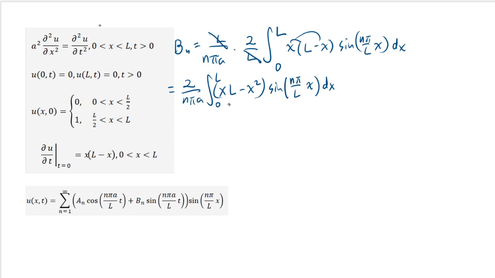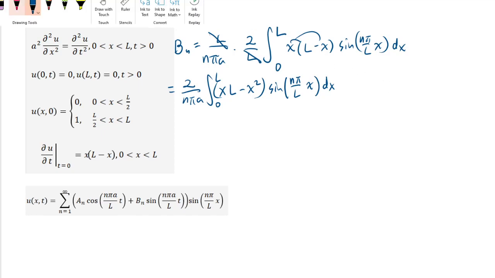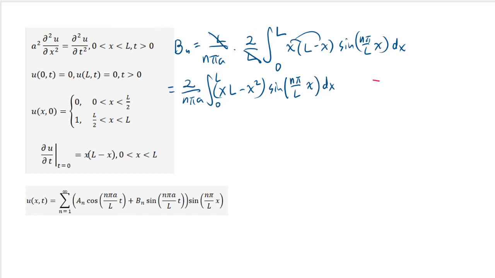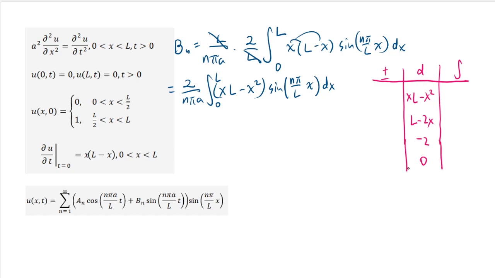And then because this is a product of two functions, now we need the tabular integration, or integrate by parts, whichever you like. So plus or minus, d integral: you put x(L minus x squared), differentiate, you get L minus 2x, differentiate again, it's negative 2, and then you differentiate again and get 0. You have to continue until you get 0.